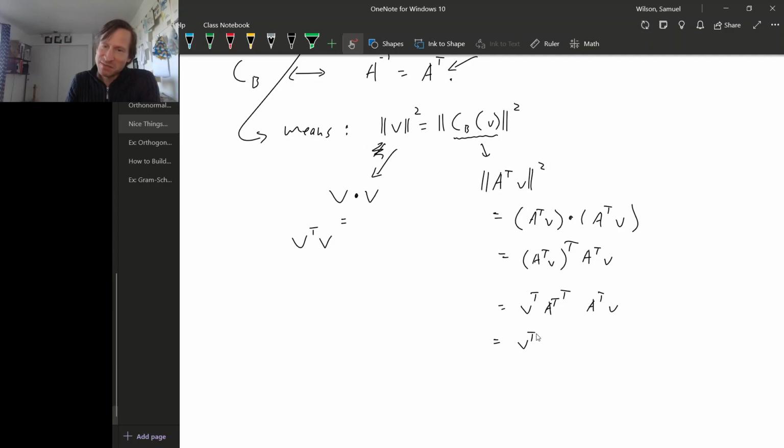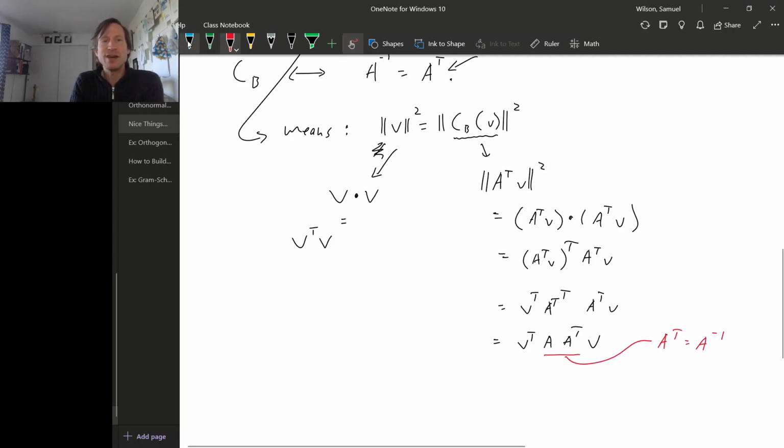Okay, so this is V transpose, A transpose transpose, so that's A, times A transpose times V. And then, right here, A transpose. Remember that A is orthogonal, so A transpose is A inverse. So A transpose A is just the identity matrix, right? So in the middle here, we have the identity, so we can just stop writing it. So this is V transpose V, right? So here we proved that the magnitude after this transformation is equal to the magnitude before this transformation, right?